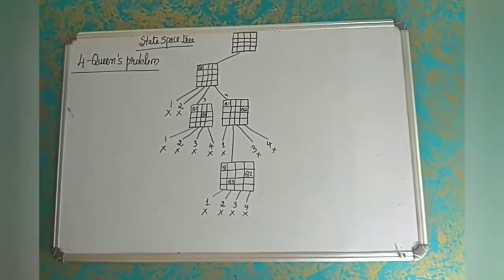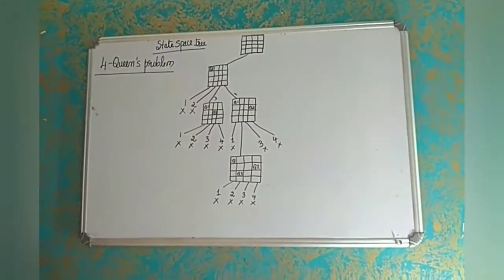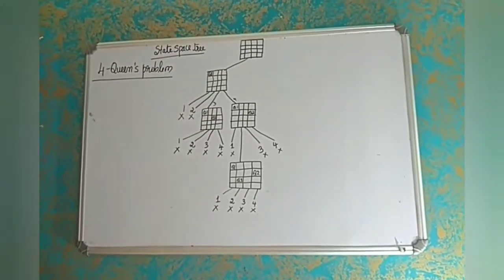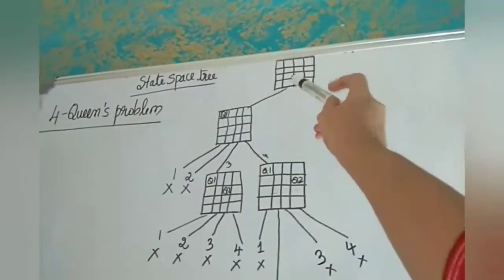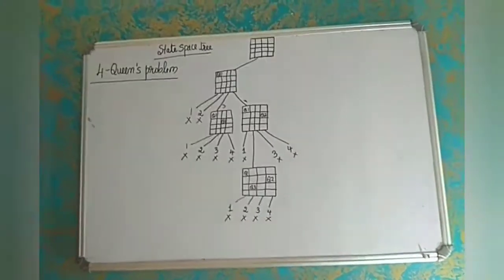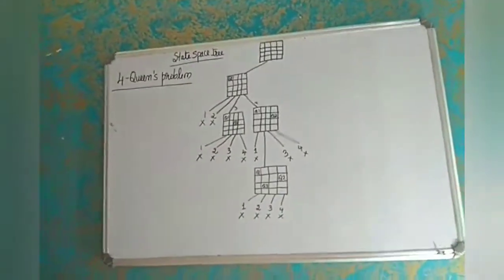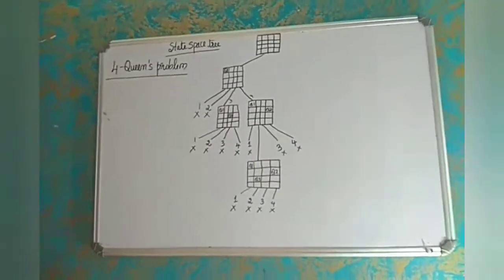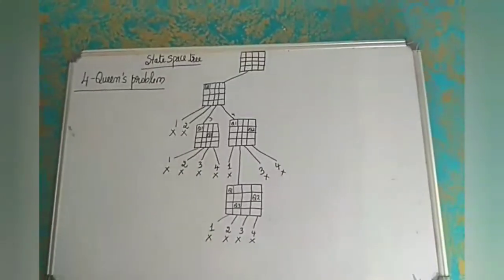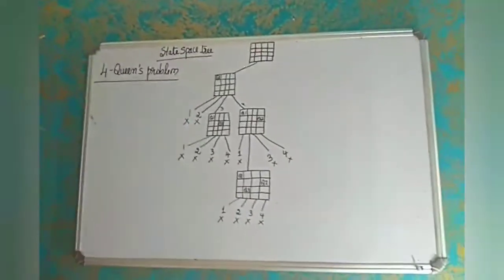So how do we construct the state space tree for the 4 queens problem? Here you can see this is the root of the state space tree. The root represents the initial state, in which we have not yet started finding the solution for the problem. It is just a representation. We have not started finding any solution here. Next we'll start building the solutions.